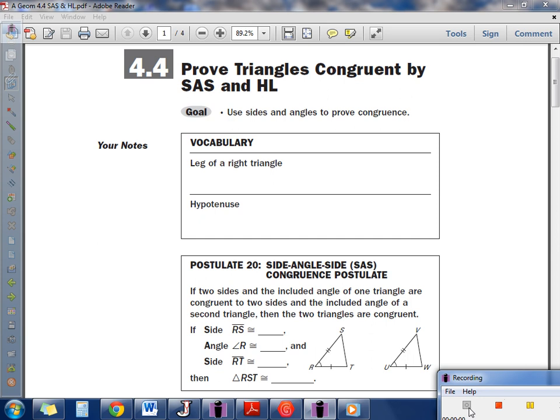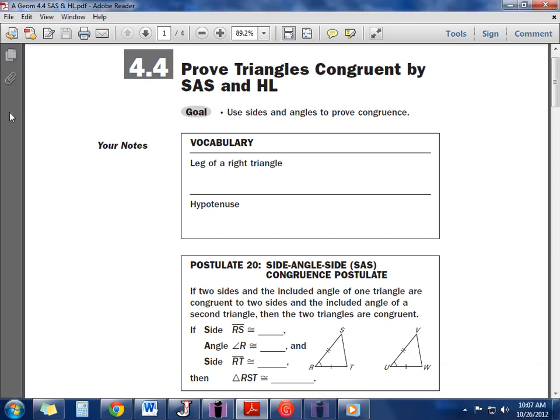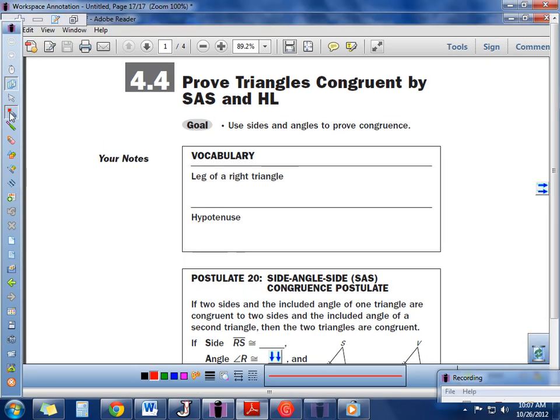Today's lesson talks about side angle side and HL. These are two more shortcuts. Remember, the very first day we learned about proving triangles, we learned about CPCTC. And that's for when you have all parts on a triangle.